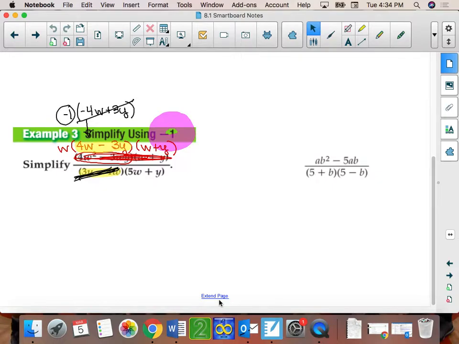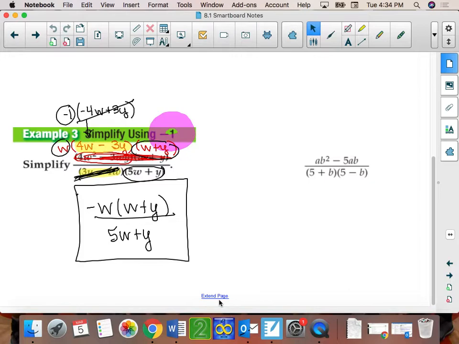So I'm left with this -1 right here. And then I have my w and my w plus y on top. And then on bottom I have this 5w plus y. So I'm going to multiply my -1 and my w together and just make it -w times the quantity w plus y over 5w plus y. And that would be my answer in simplest form. If you can tell that these are going to match except that their signs are wrong, you don't have to show this part where you took out the -1. You can just mark them out and write a -1 so that way we know we need to pull out a negative for it to work.